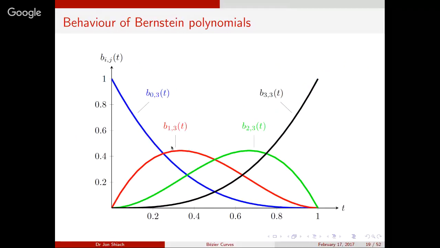And you can do similar for the cubic. So we've got 4 Bernstein polynomials and 4 control points, and you can see similar behavior. In this case, when we're in the middle, the middle 2 control points have equal effect, and the first and last control points have pretty much an equal effect.